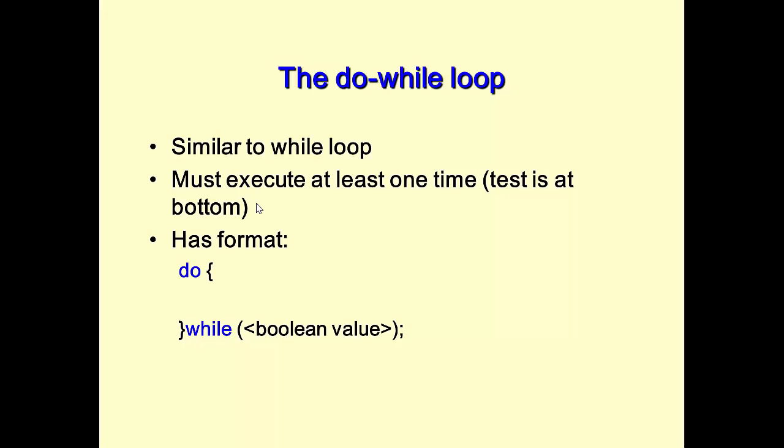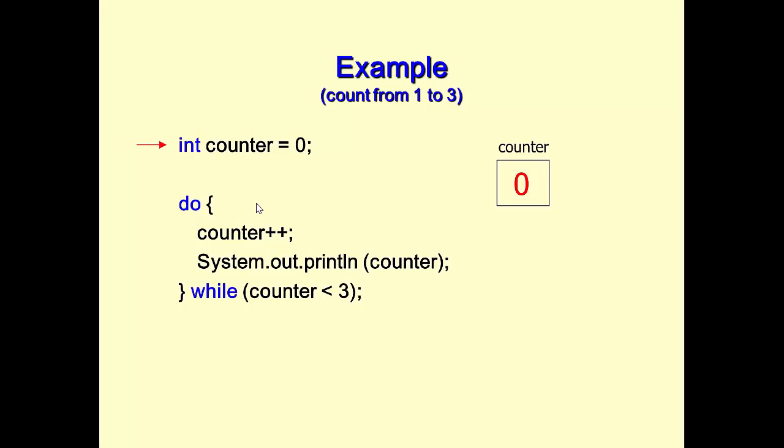All right, the final loop that we need to look at is the do while loop, and this is very similar to a while loop, but it's different in a way because the test to continue is at the bottom. And so the result of this is that this loop has to execute at least one time. So let's see an example of how you might use one of these do while loops.